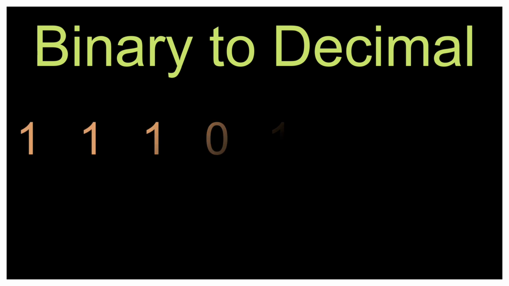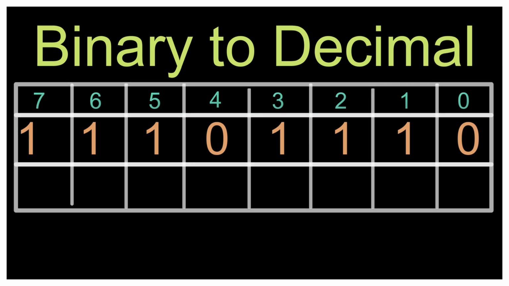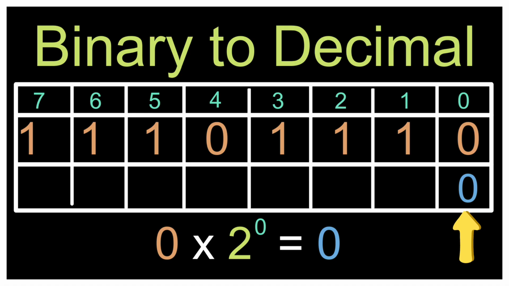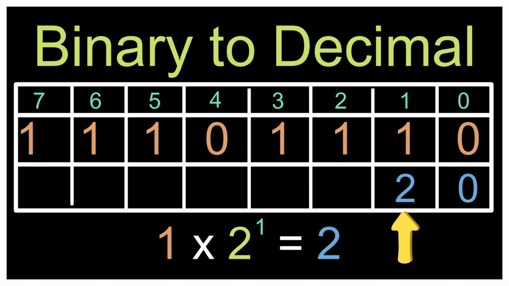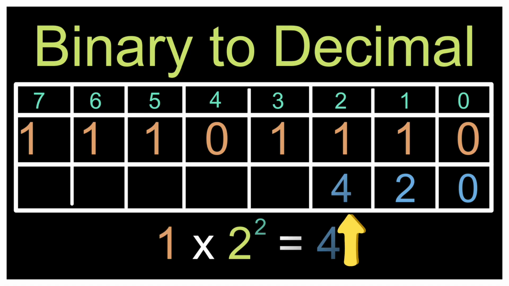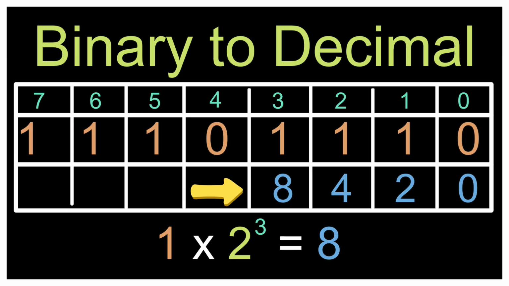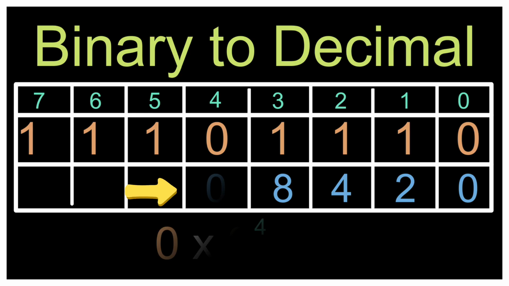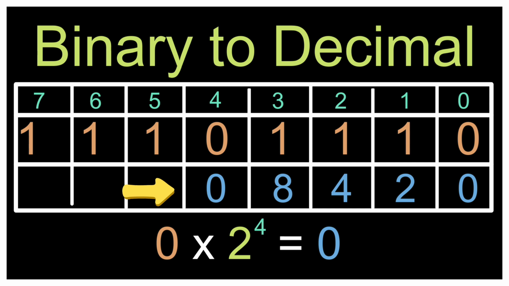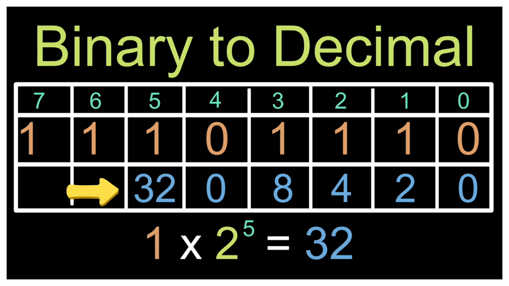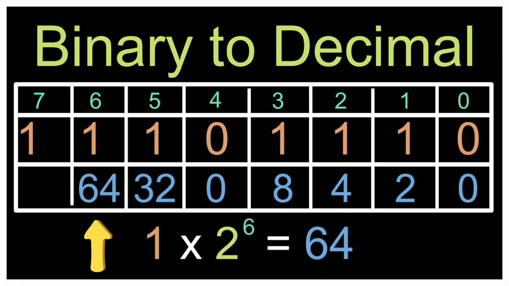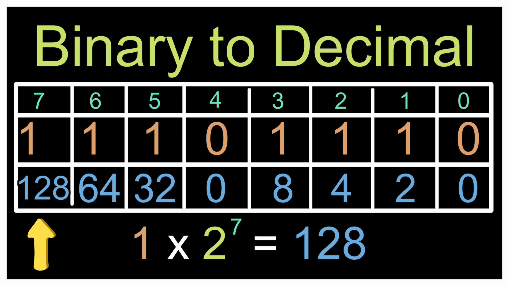Another example, 1, 1, 1, 0, 1, 1, 1, 0. From right to left, 0 times 2 to the power of 0 equals 0. 1 times 2 to the first power equals 2. 1 times 2 to the second power equals 4. 1 times 2 to the third power equals 8. 0 times 2 to the fourth power equals 0. 1 times 2 to the fifth power equals 32. 1 times 2 to the sixth power equals 64. 1 times 2 to the seventh power equals 128.